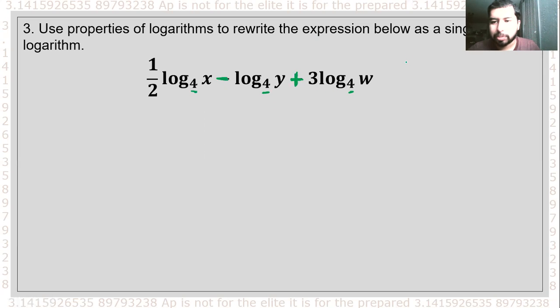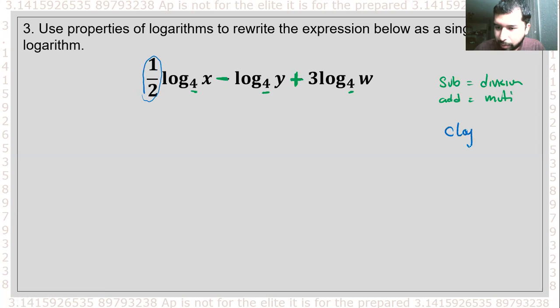So remember, subtraction is division, and addition is multiplication. Okay, so let's go ahead and compress all of this. Keep in mind, whenever you have a coefficient, that is called the power rule. The power rule tells us that whenever you have a coefficient, that becomes the exponent.